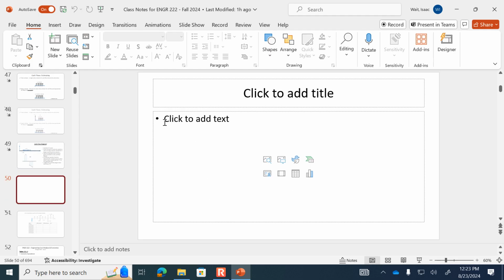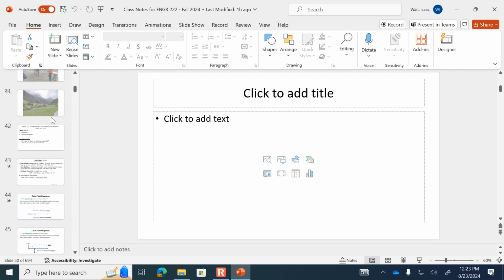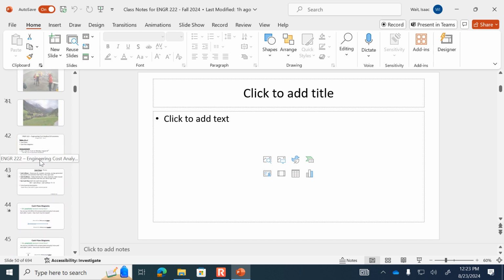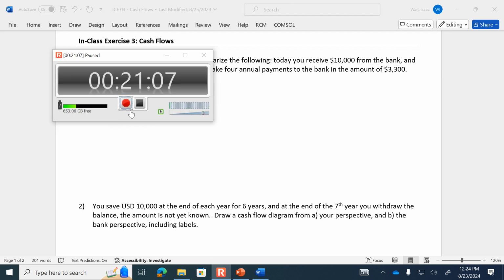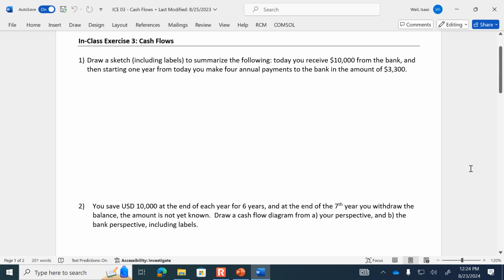Okay, I have an in-class exercise for you today, just some ways to practice what we've been talking about with cash flow diagrams, translating from a word problem to a sketch or from the diagram to a table. So let me hand that out to you. Did anybody need a copy that didn't get one?